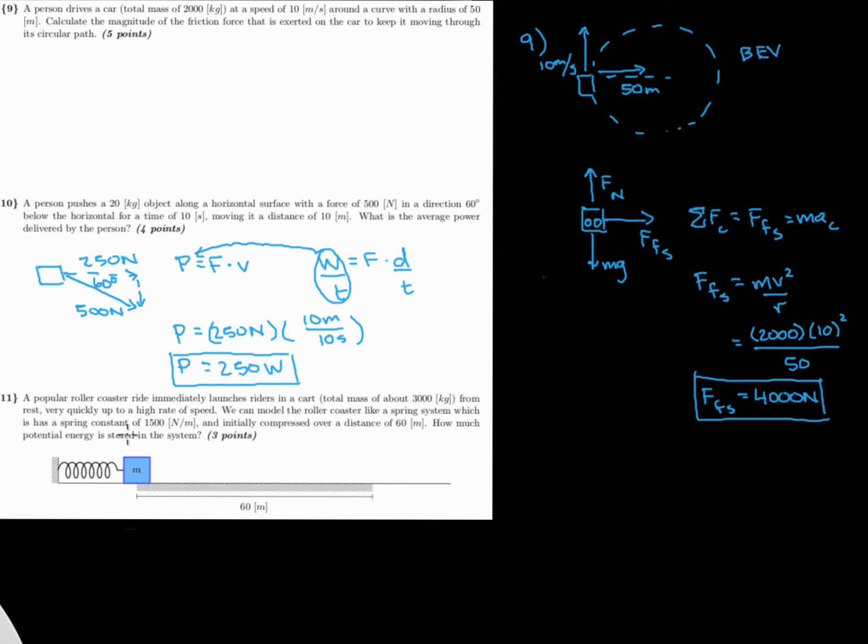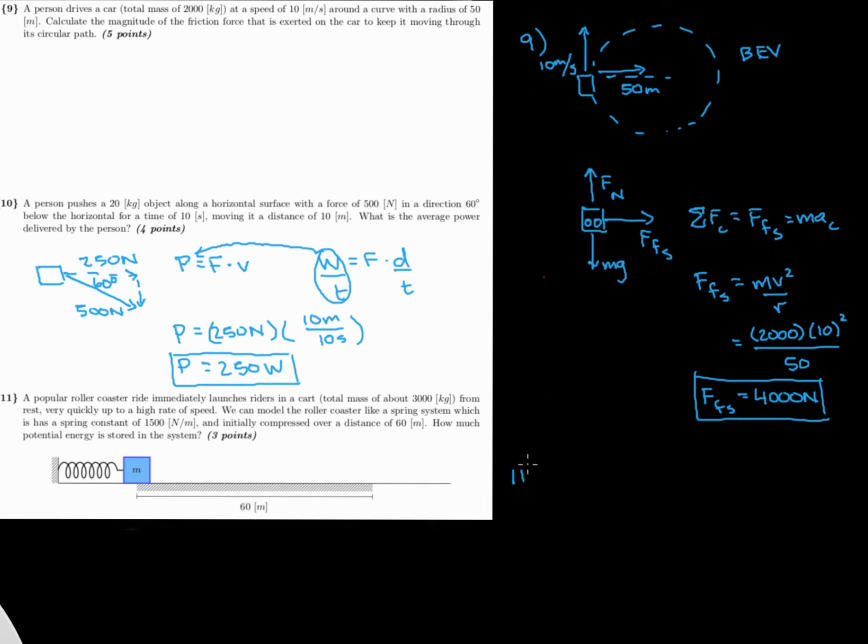A popular roller coaster ride immediately launches riders in a cart, total mass, from rest very quickly up to a high rate of speed. We can model the roller coaster like a spring system, which has a spring constant of 1500 newtons per meter and is initially compressed over a distance of 60 meters. How much potential energy is stored in the system?